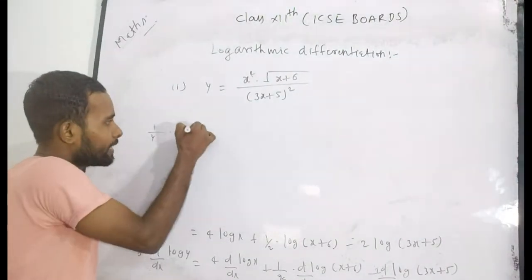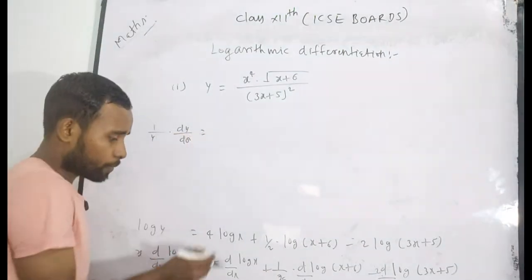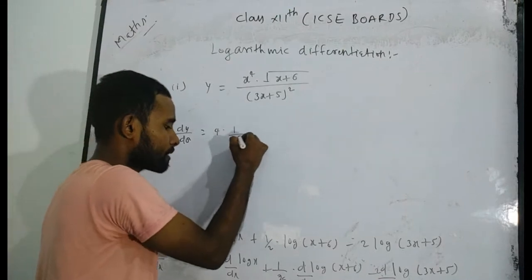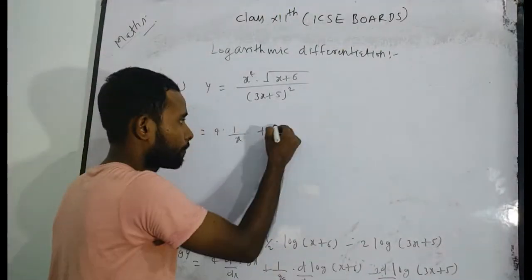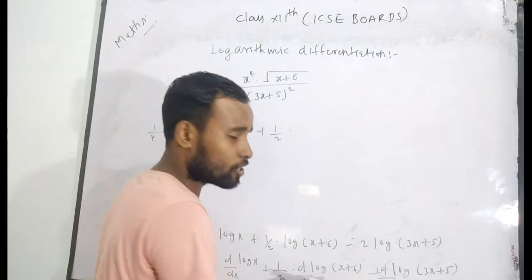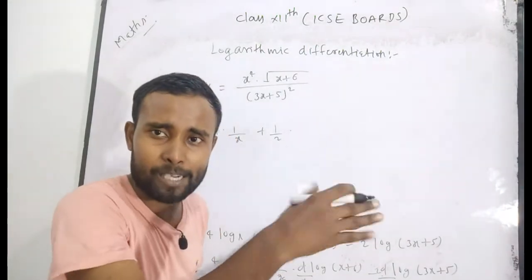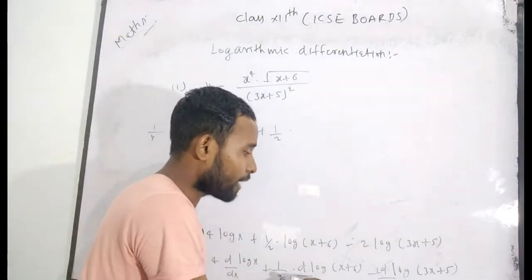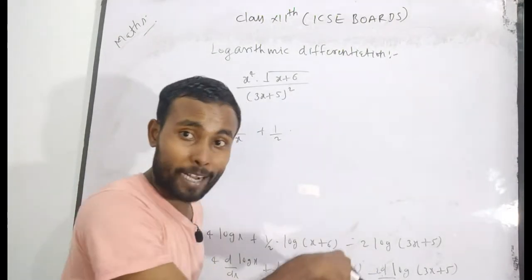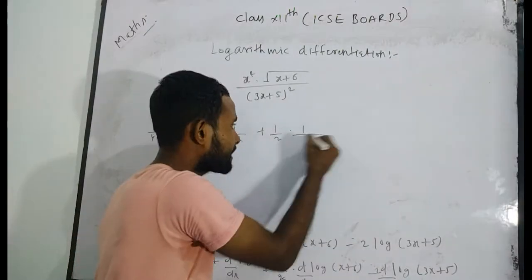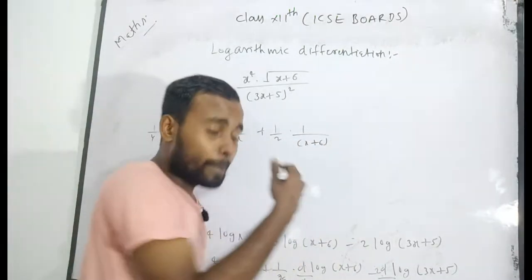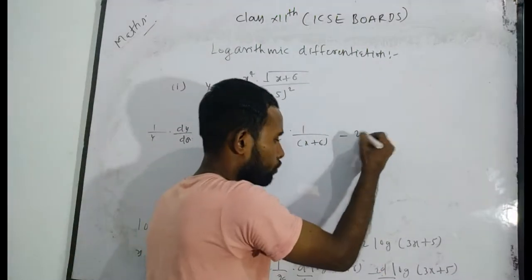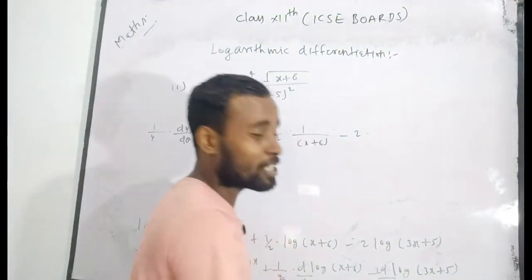1 upon y into dy/dx is equal to 4 times the derivative of log x with respect to x, which will be 1 upon x, plus 1 upon 2 into the derivative of log x plus 6 with respect to x plus 6, and again the derivative of x plus 6 with respect to x. If you find the derivative of log x plus 6 with respect to x plus 6, it will be 1 upon x plus 6, and the derivative of x plus 6 with respect to x will be 1. Don't forget to write minus 2 times the derivative of log 3x plus 5 with respect to x.